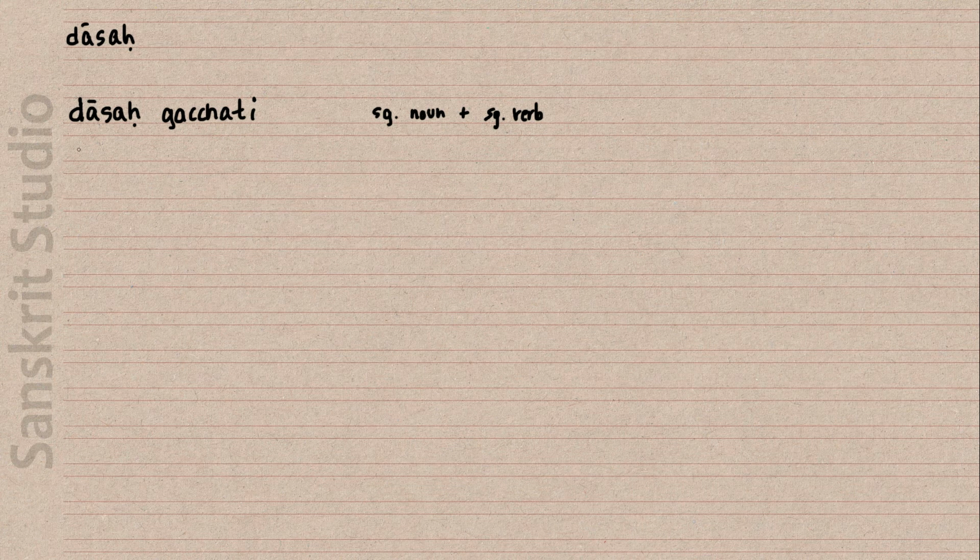Now let's do two of those. So let's say we have two. We have one dāsaḥ, and then we have another dāsaḥ. And we do the cha here, and one servant and another servant, they are going, right? So they are gacchataḥ. Dāsaḥ cha dāsaḥ cha gacchataḥ.